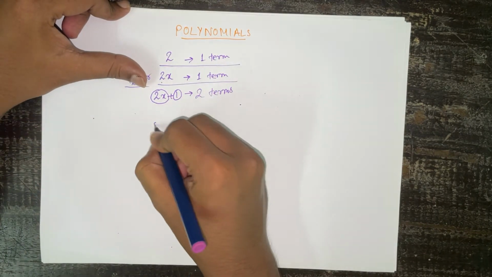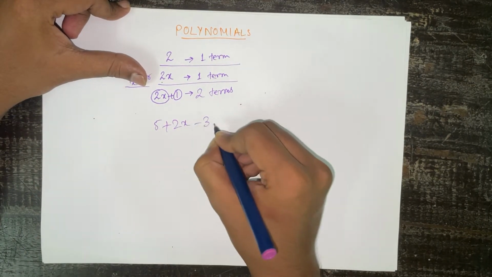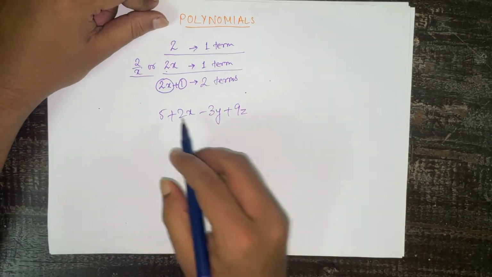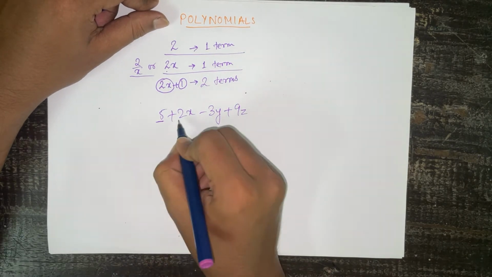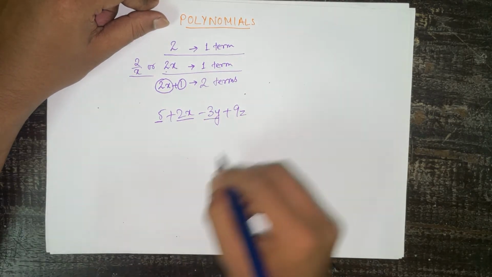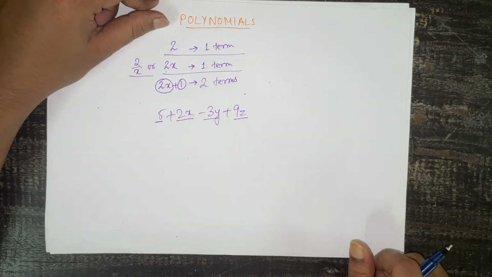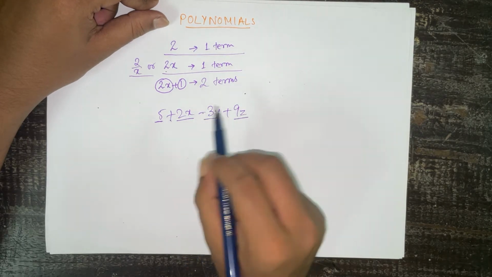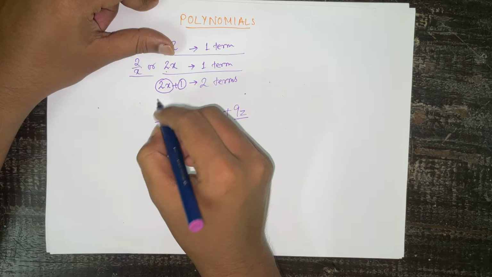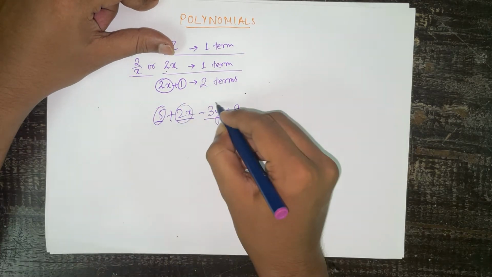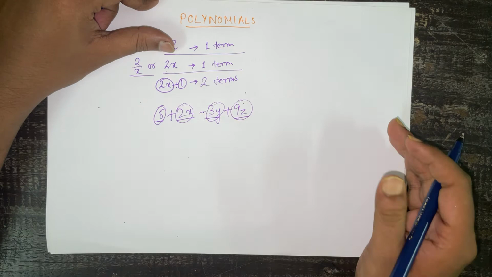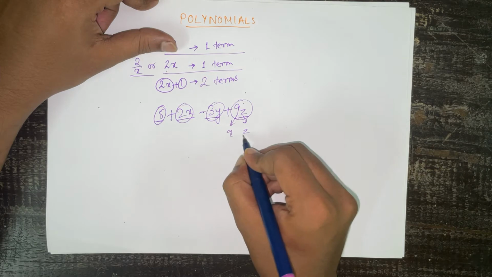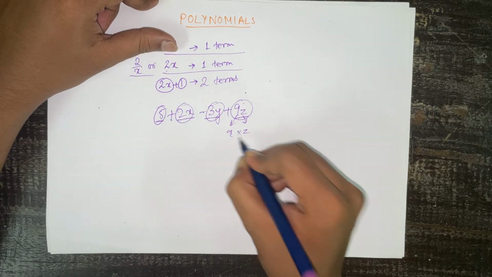For example, I write 5 plus 2x minus 3y plus 9z. What do we have here? 5 is a term, 2x is a term, minus 3y is a term, and 9z is a term. So these positive and negative signs, addition and subtraction, are the operations which will separate the terms. So 5, 2x, 3y, 9z are four different terms, and 9 and z do not form two different terms, they are part of the same term because they have been multiplied.